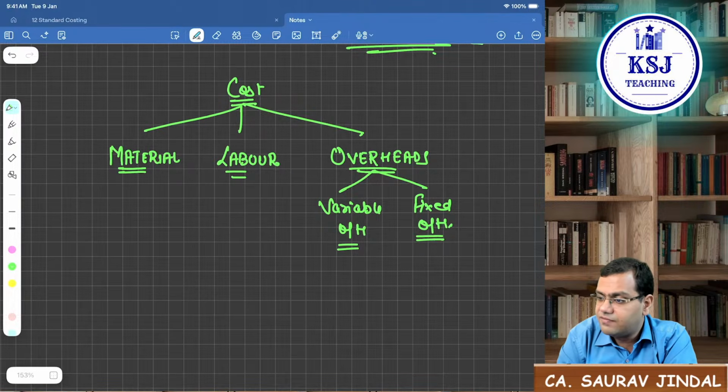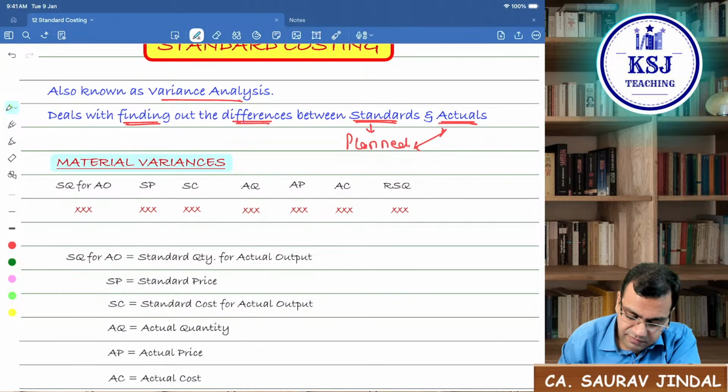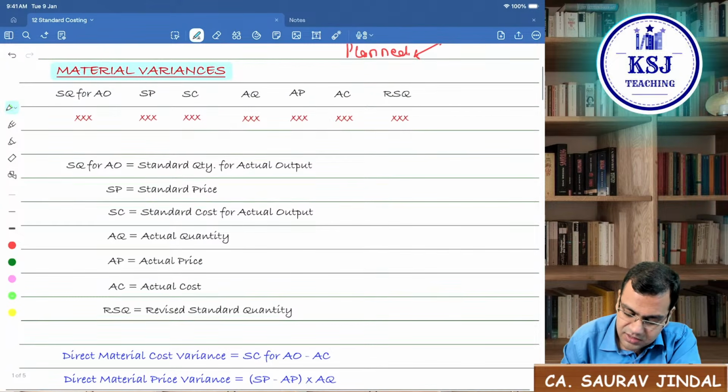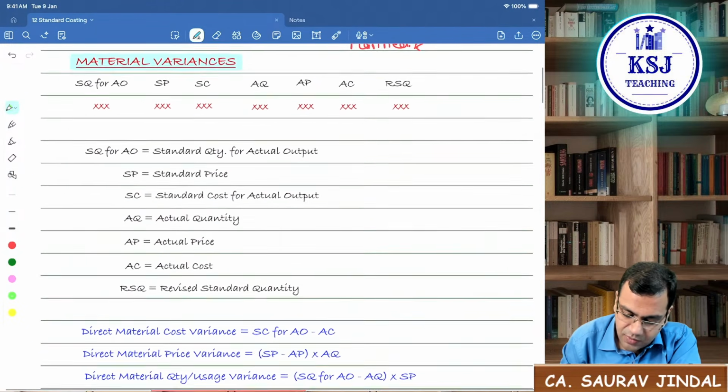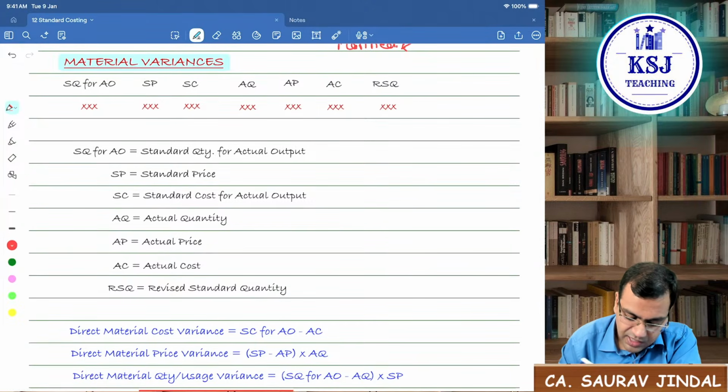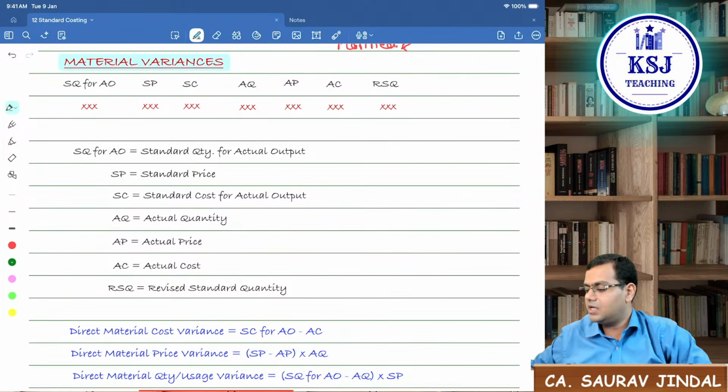So we'll start with the first set, that is material variances. Are we ready, guys? Just let me know in the comment section, write down ready, so we can start with our first set, that is material variances.